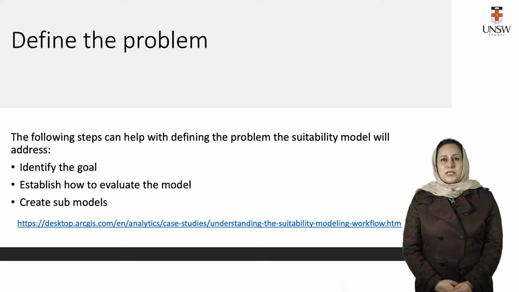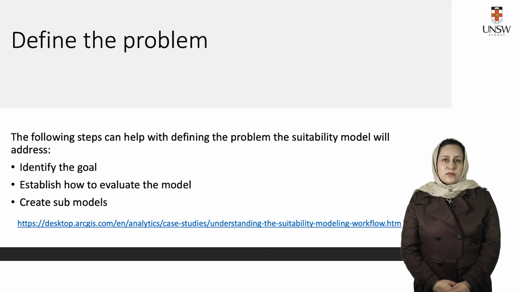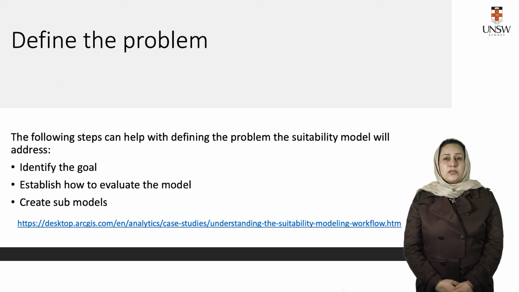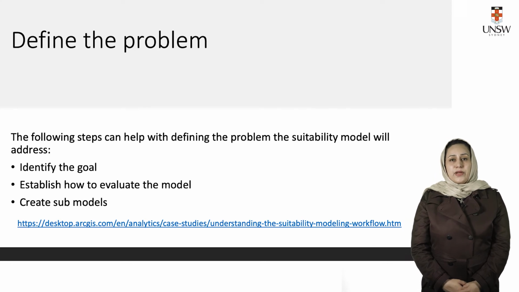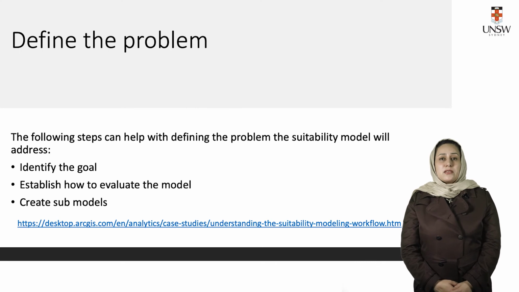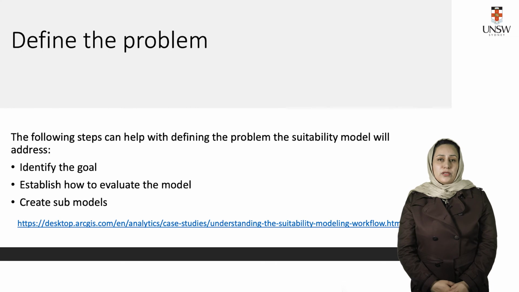Let's talk about these steps in more details. As we said before, the first step in a suitability analysis is to define the problem. When we define the problem, it is necessary to know what our goals for the project are and establish a way to evaluate the criteria. We also need to create submodels to define all the layers important for one criterion.